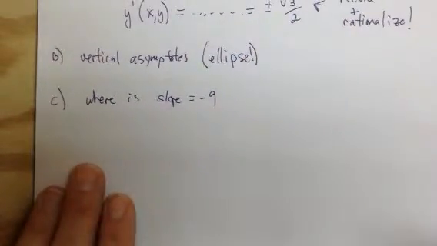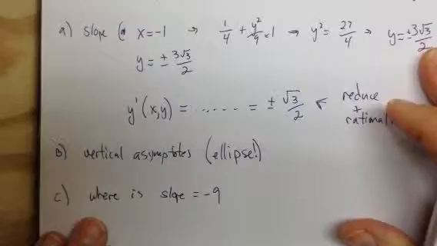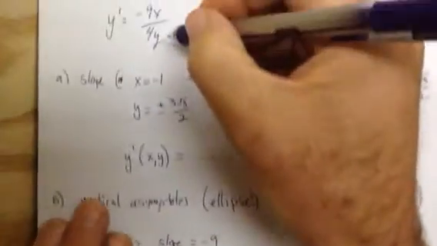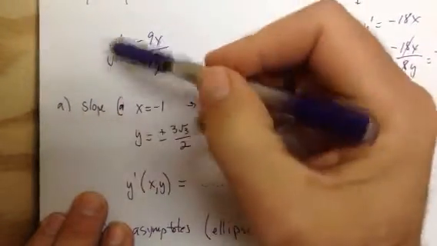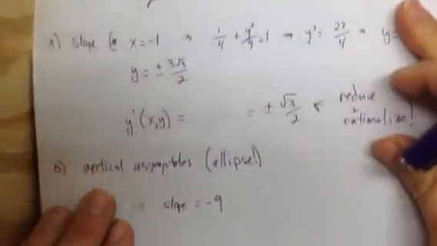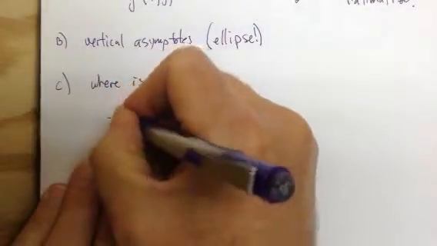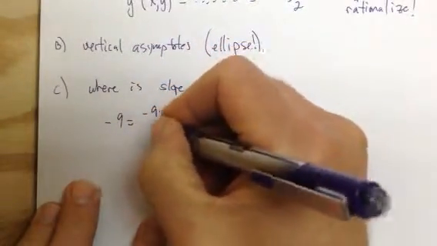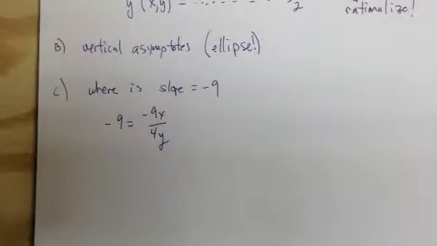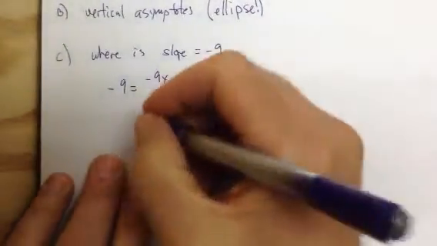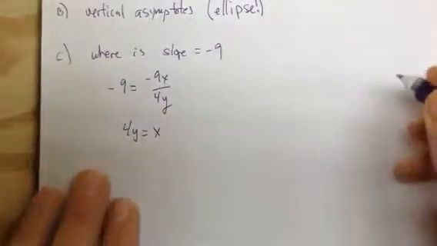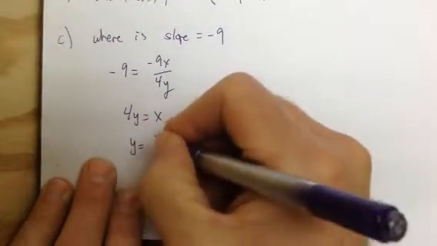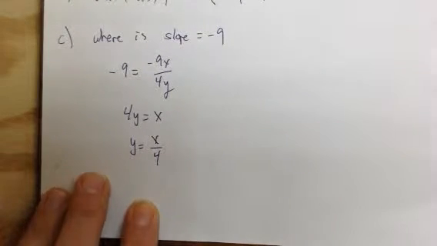This was fun. Here's the slope, the derivative. Scroll, scroll, scroll. Here's the slope, so we're just going to set that equal to negative 9. That is, we're going to plug in negative 9 up here. So y prime, negative 9, is equal to negative 9x over 4y. Okay, so solve, solve, solve. You can do this a couple of ways. The negative 9s cancel, so you get 4y is equal to x. Or, if you like, y is equal to x over 4. Either one of those.